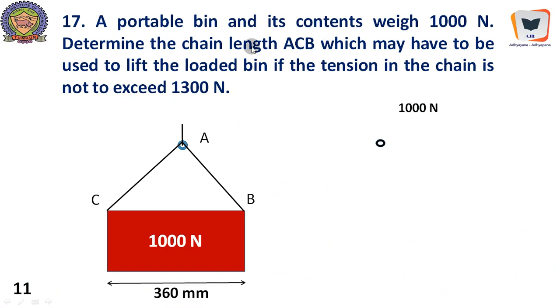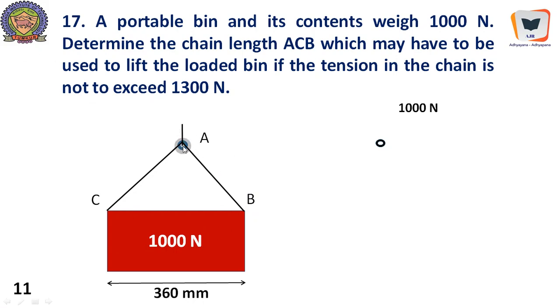A portable bin, that is a bin weighing 1000 Newton, determine the chain length ACB. It's a sling chain which has been adjusted uniformly. AC equal to AB. AB cannot be longer than AC, nor vice versa. If AB is longer than AC, it will be tilting towards the right. On the other hand, if AC is longer than AB, it will be tilting leftwards. Therefore, it is adjusted in a symmetrical position.